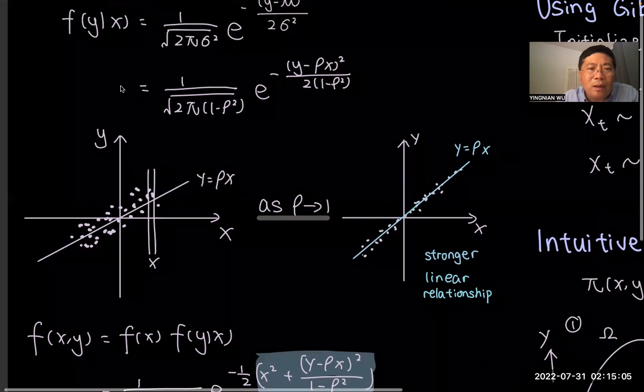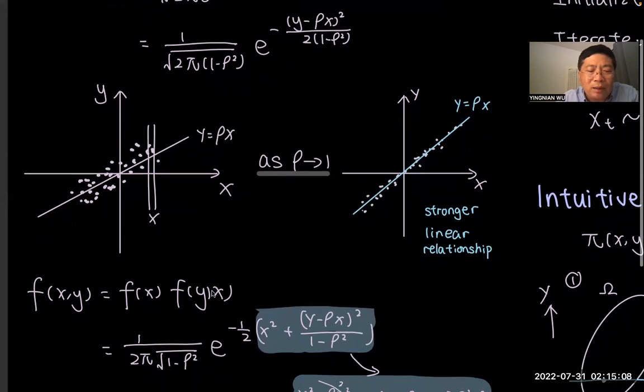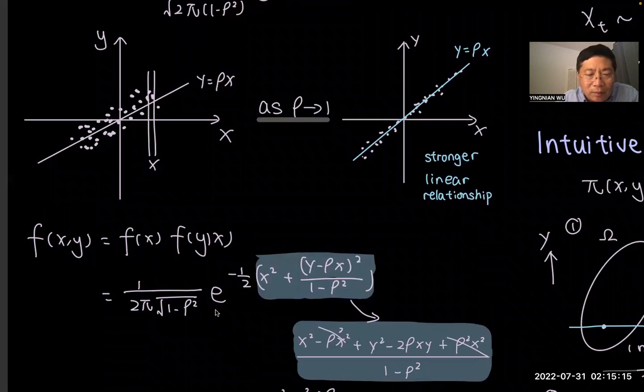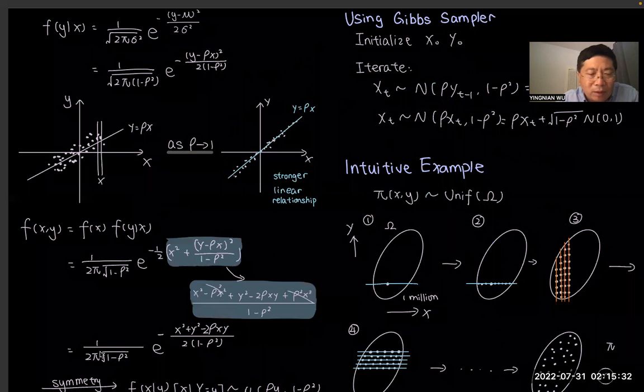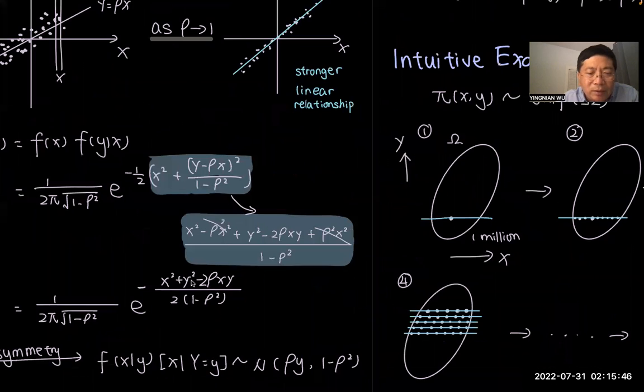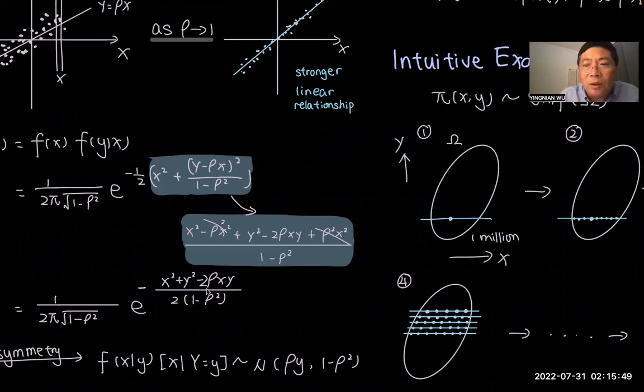Now we have obtained f of x and f of y given x, so we only need to multiply them together. The marginal of x is 1 over square root of 2 pi, e to the negative x squared over 2. We multiply by the conditional of y given x, and with some calculation and regrouping, we get this form: 1 over 2 pi square root of 1 minus rho squared, e to the negative (x squared plus y squared minus 2 rho xy) divided by 2 (1 minus rho squared). Here you see that this is symmetric in x and y. If you exchange x and y, you get the same density.